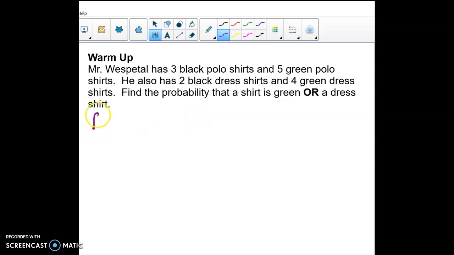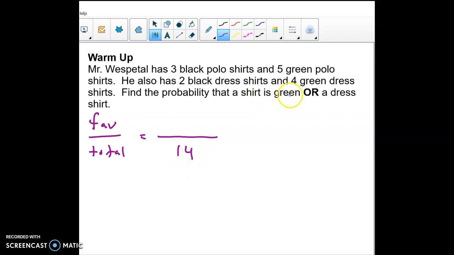All right, so any probability is just the favorable out of the total. So here, the total shirts, you just got to add them all up. So 3 plus 5 plus 2 plus 4. So I think that's just 14.